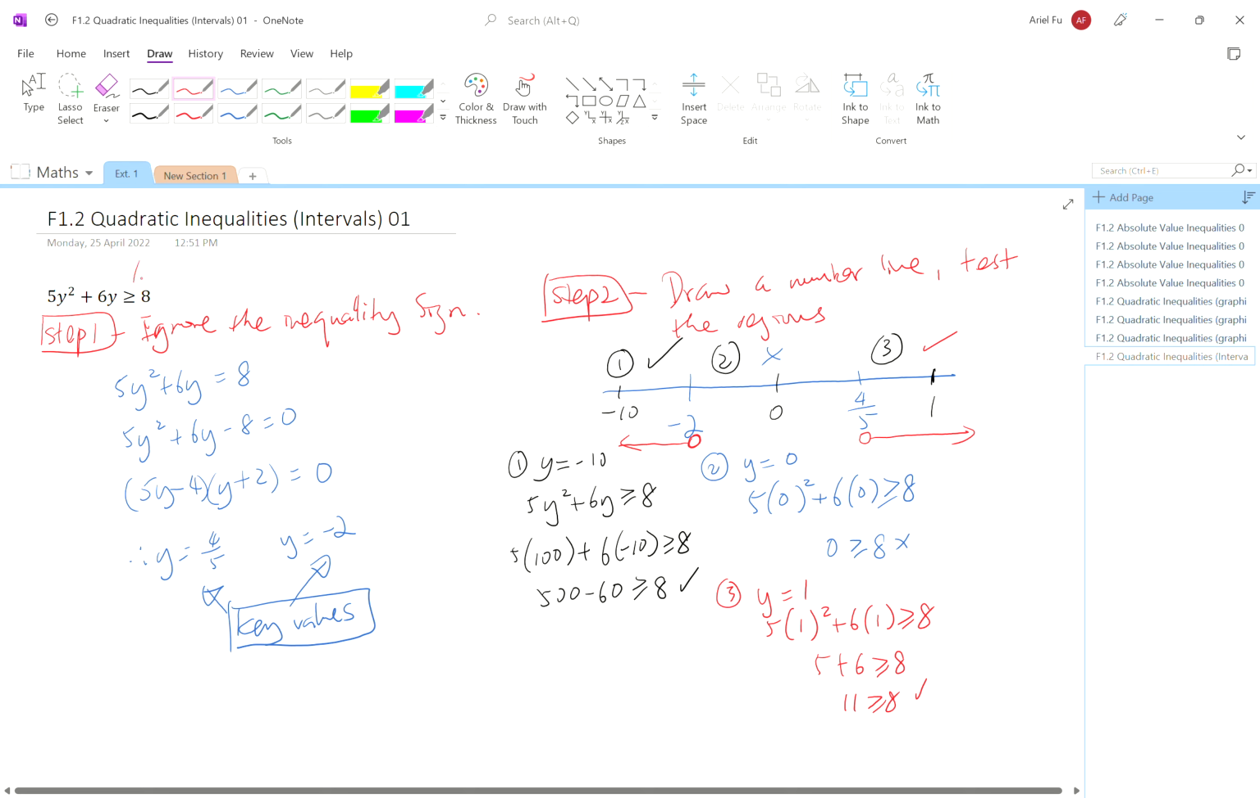Now, pay attention over here that the inequality is inclusive, so your solution has to be a closed circle because I do want to include these two. All right, so therefore, what is my final value? I want y is less or equal to negative 2 and y is greater or equal to 4 over 5, and that is the end of this question.